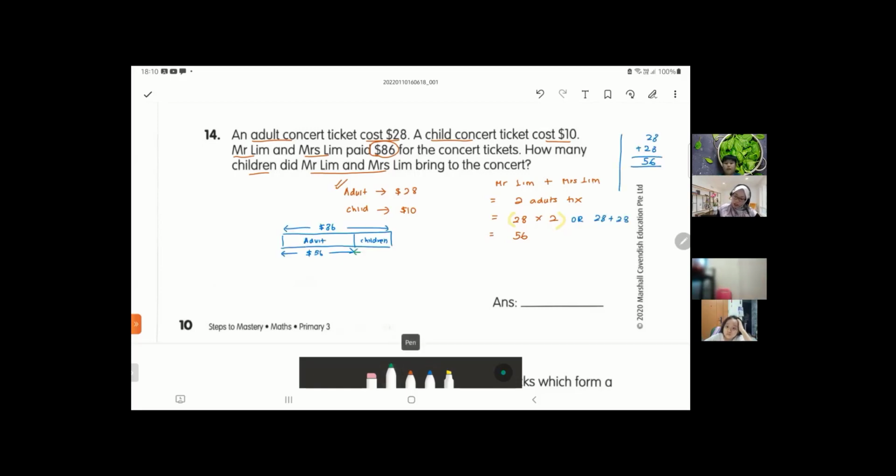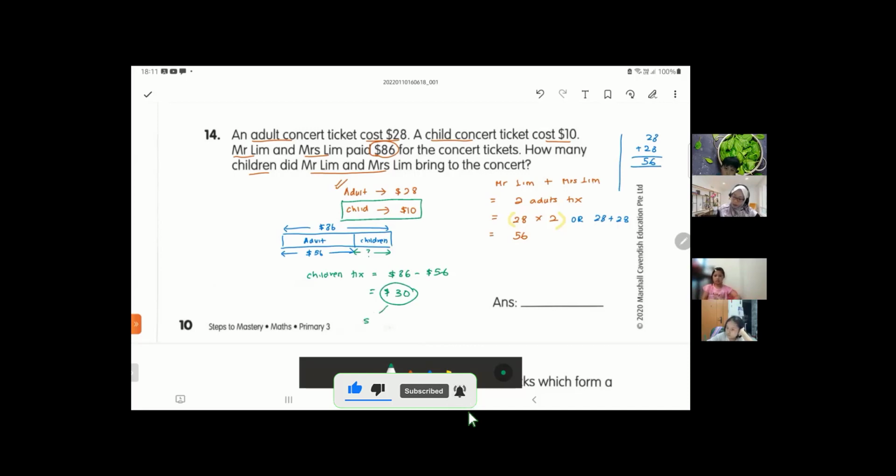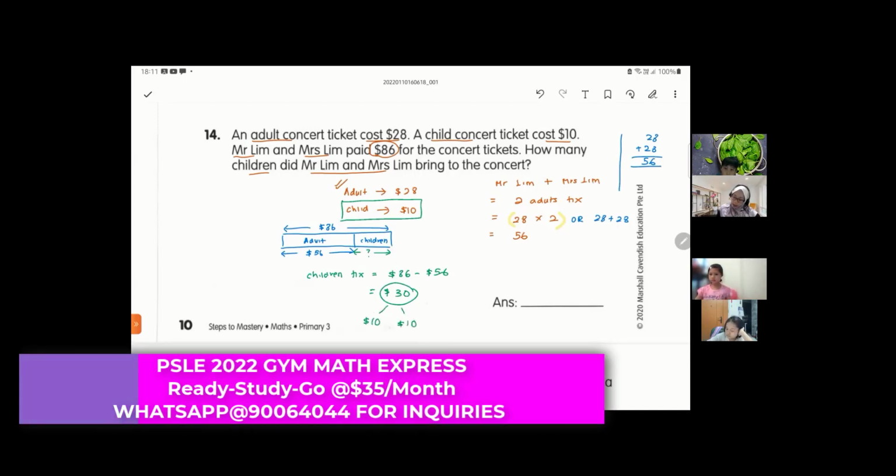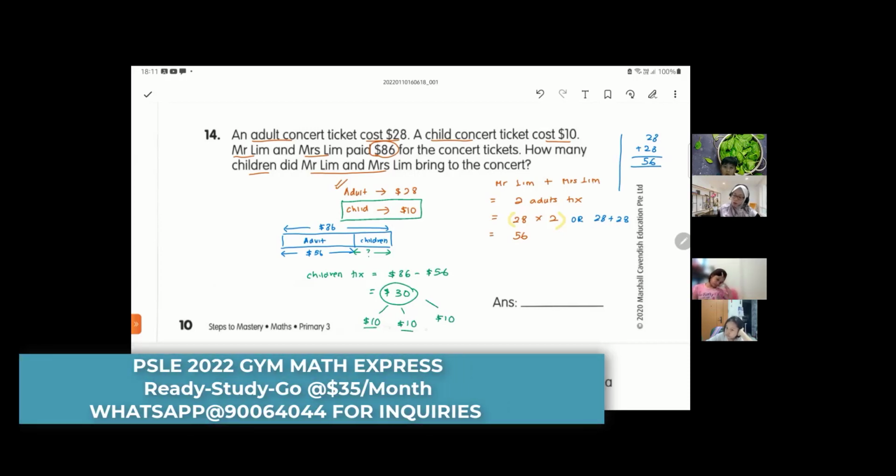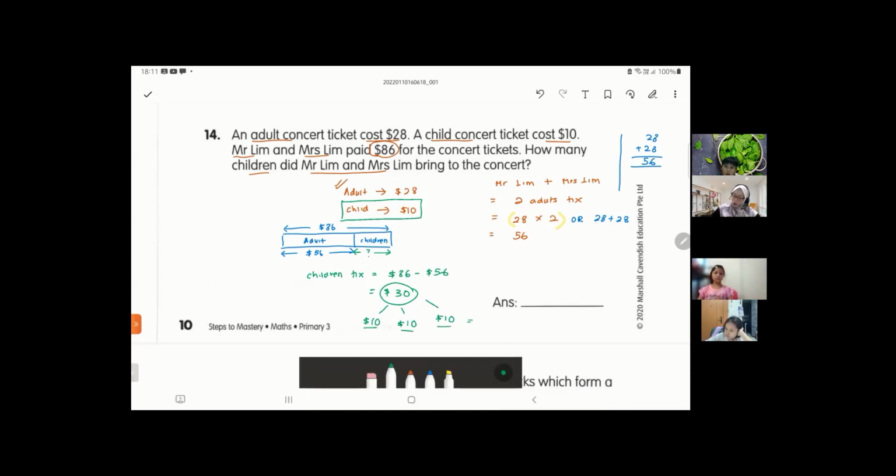How much is the children ticket first? That's what I need to do. So to find the children tickets, I take $86 minus $56 equals to $30. Okay, so now we know that each child is $10. Now I have a total of $30. How many children did they bring? So $10, $10, $10. There are 3 groups of 10, right? Equals to 3 children. How many did they bring? 3 children. Answer.